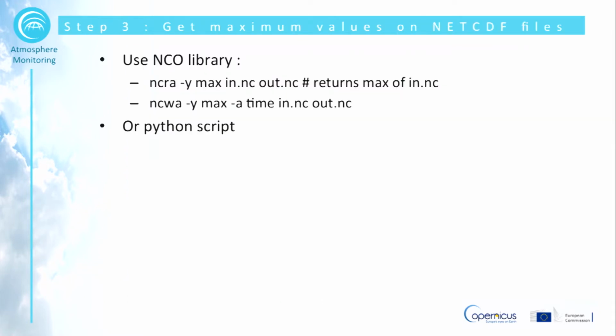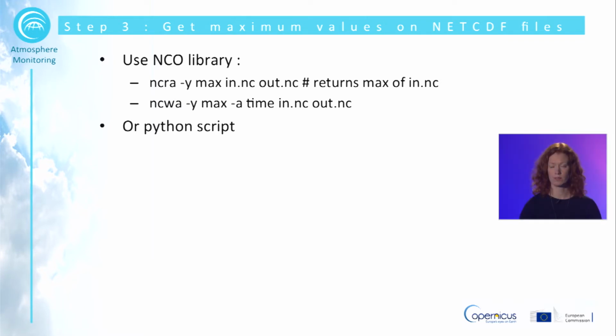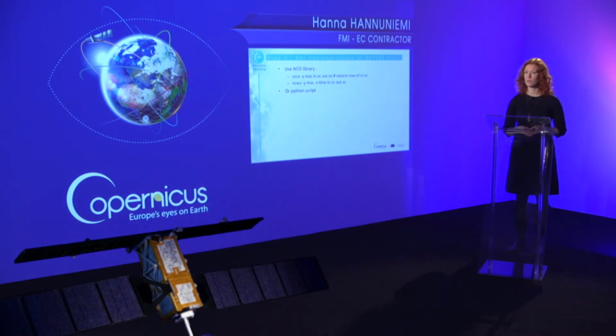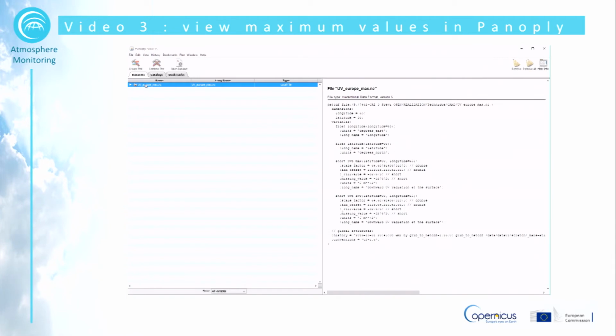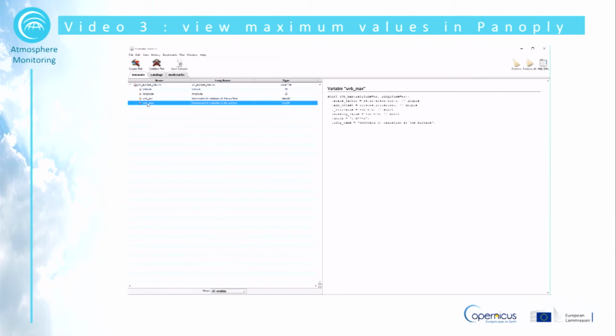Now we are going to extract the maximum values of the area. For this, we can use the open source NCO library, a toolkit designed to manipulate and analyze data stored in a NetCDF, or alternatively, you can write a quick Python script, as described in the next slide. An example of the script is given to you using Python and the NetCDF4 library. When the new NetCDF file is generated, we open it with Panoply.